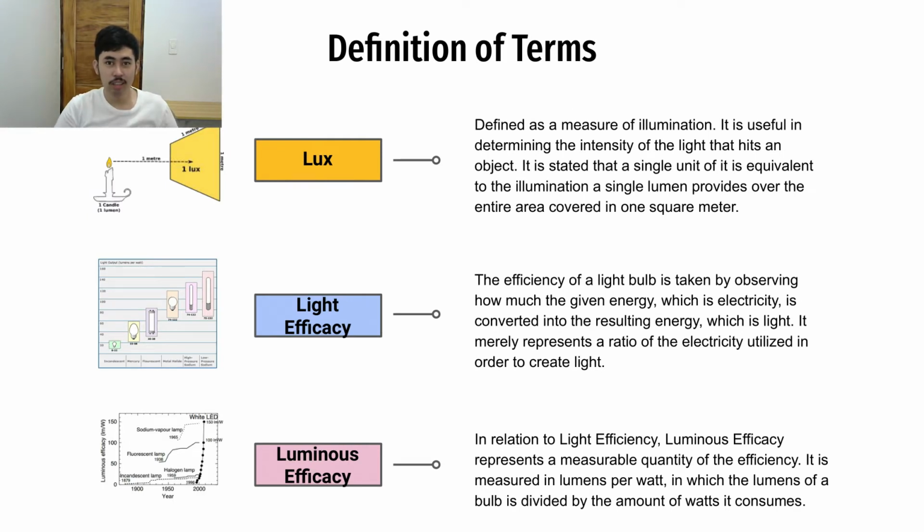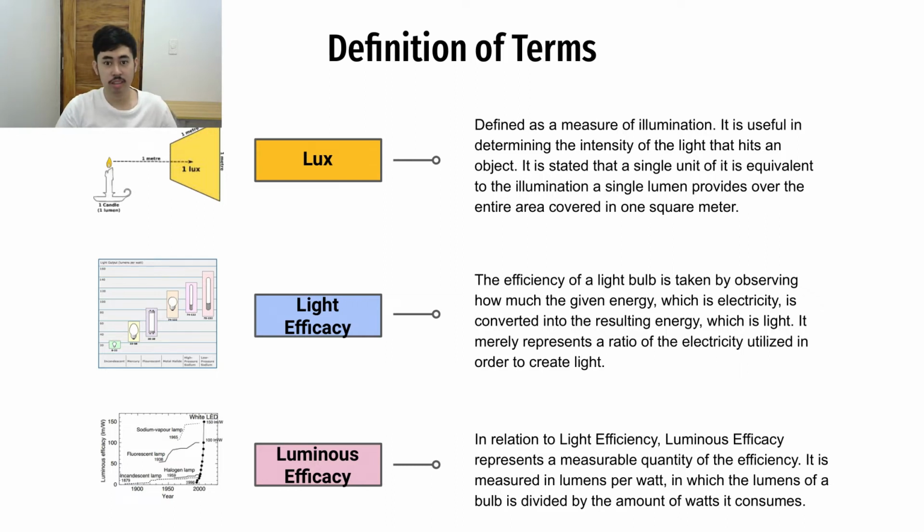Lux. Relating to lumens, it is defined as a measure of illumination. It is useful in determining the intensity of the light that hits an object. It is stated that a single unit of it is equivalent to the illumination a single lumen provides over the entire area covered in 1 square meter.